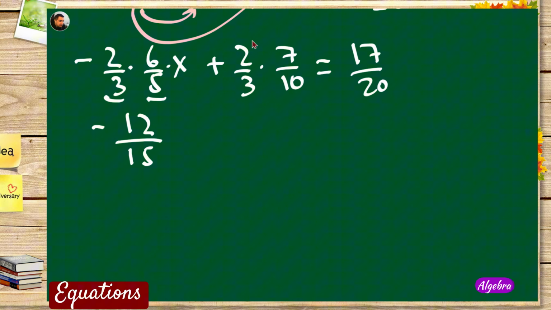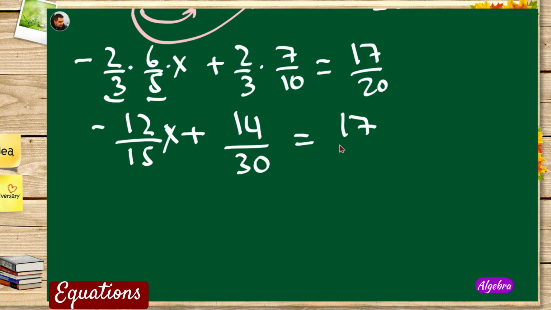In this case, 2 we are going to multiply by 7, and 3 by 10. So 2 by 7 is going to be 14, and 3 by 10 is going to be 30. So that's what we have. And of course, x here, we shouldn't forget about that. And it's equal to 17/20. So that's what we have.